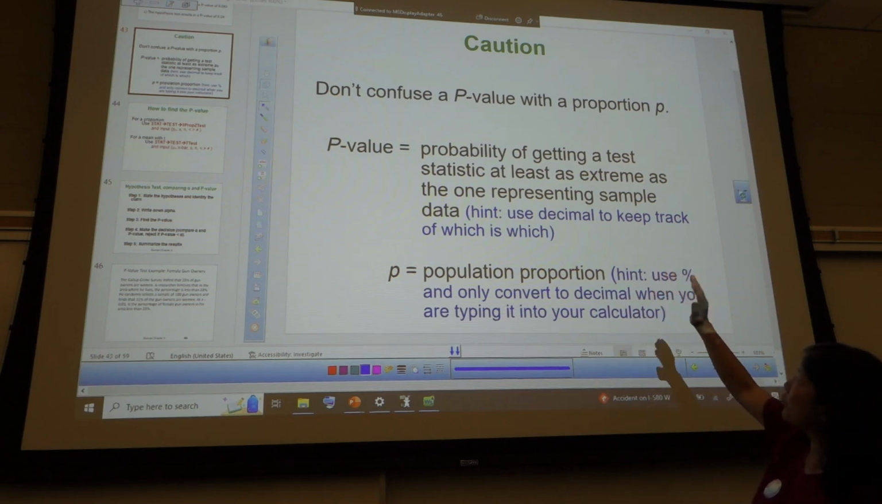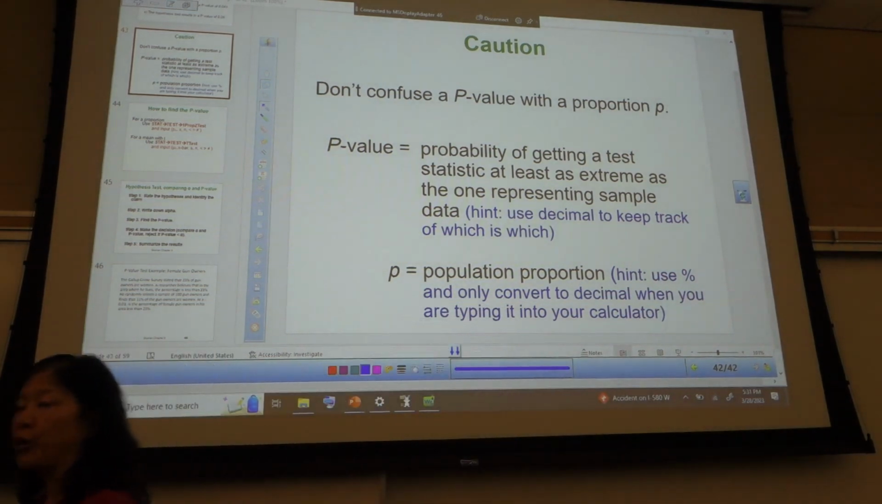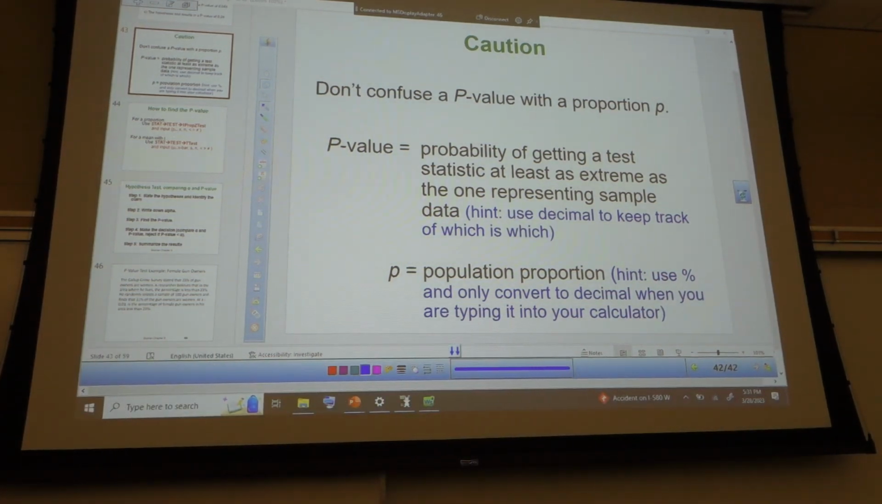So I don't know how you want to do that. Maybe you do decimals for one and do percentages for the population proportion. I don't know, however you want to work it. But make sure you just keep track of which one's which, because they get a little bit confusing. There's a lot of p's floating around.